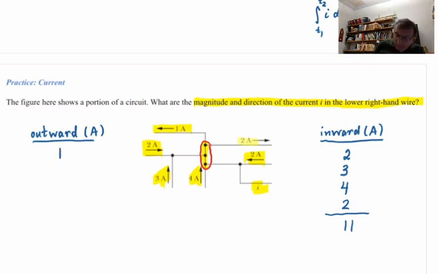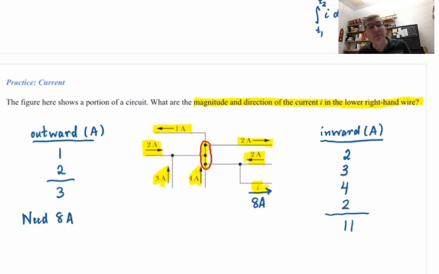And there's that one, 2 amperes, for a total of 3. But I have to have 11. So there has to be a current of 8 amperes flowing outward. And it's got to be in that right, lower right wire, 8 amperes. Okay? So that's all that was about. And that's based on the concept that charge can't just appear or disappear.